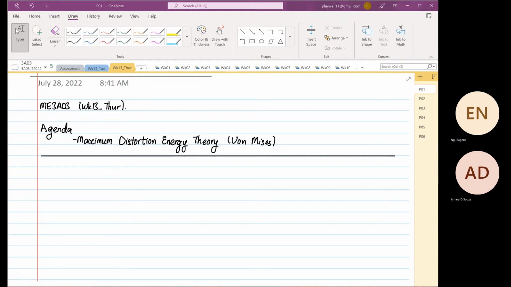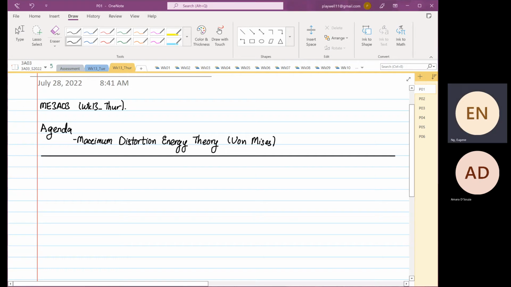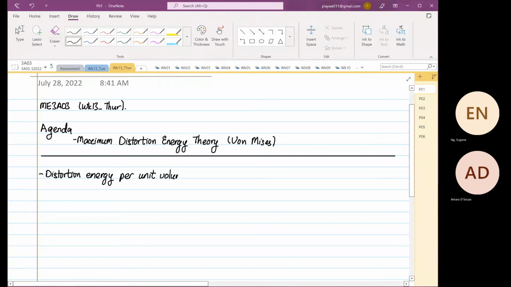Okay, so let me describe what is the maximum distortion energy theory first. So the distortion energy in this stage is measured in per unit volume, okay, and is under plane stress condition.